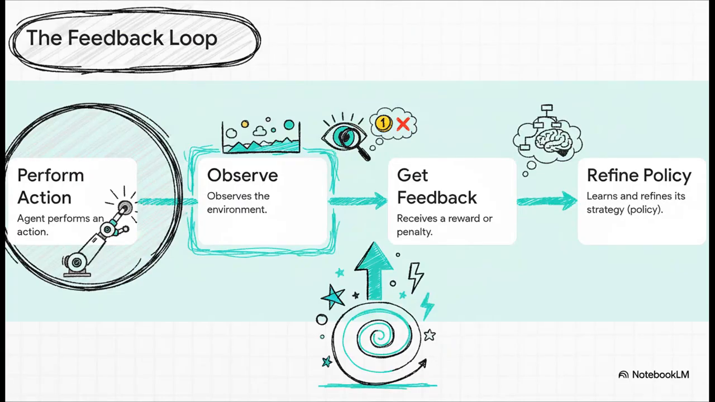This creates this really powerful feedback loop. The agent takes an action, it sees the result, it gets a reward or a penalty, and then it updates its strategy, which is called its policy, to try and get more rewards next time. You let it do this over and over, maybe millions of times, and it can develop incredibly sophisticated strategies that no human would ever think of.